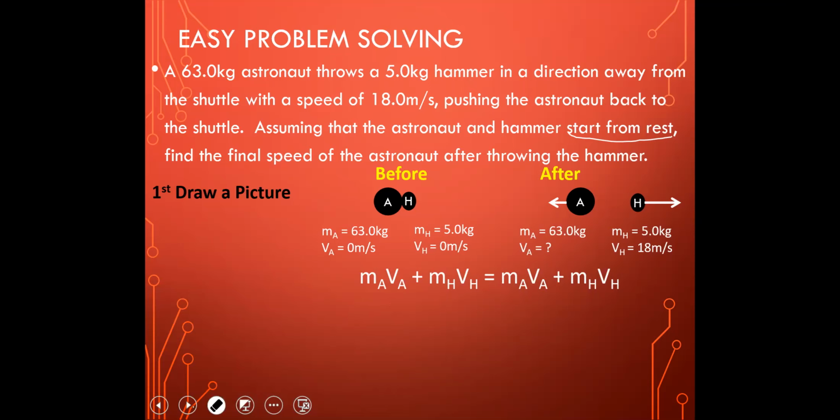But teacher, before, they were having the same direction and the same velocity, so why didn't we say ma plus mh times just velocity? You can say this, yeah. Really? Okay. Yeah, because they have the same velocity.